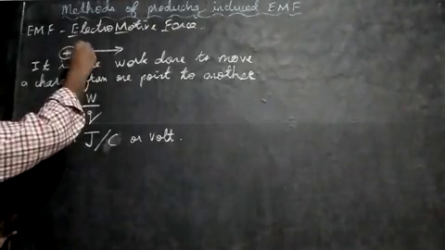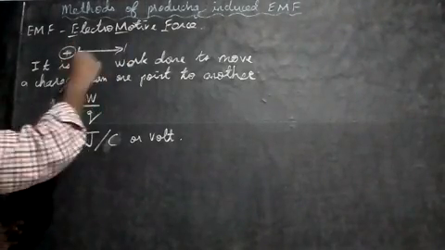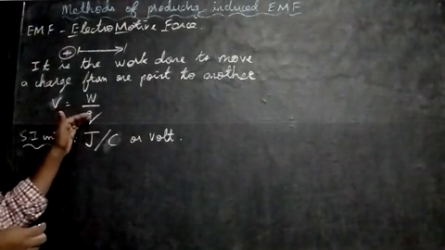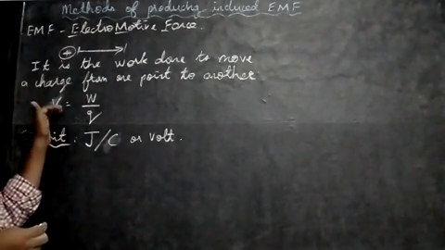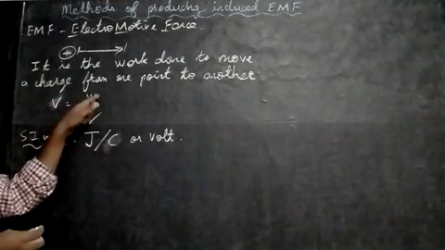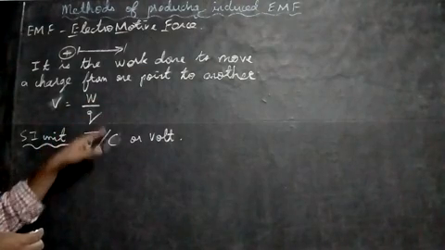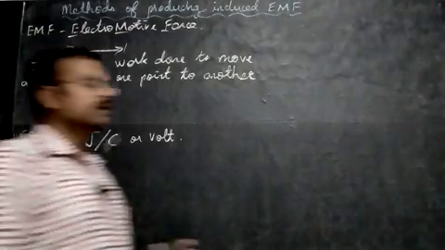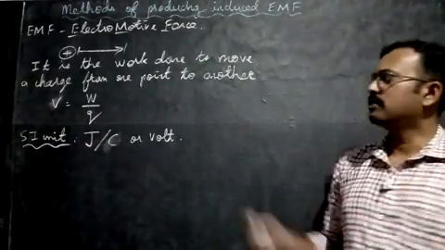Suppose you have a charge that moves from this point to this point. That work done to move the charge is called EMF, or potential difference as we say. Its unit is joule per coulomb, because the unit of work is joule and the unit of charge is coulomb. So joule per coulomb, or simply volt. We say EMF or potential difference, both the same.